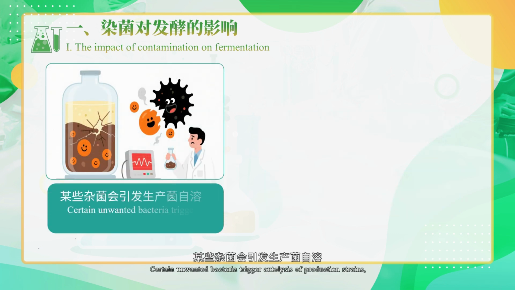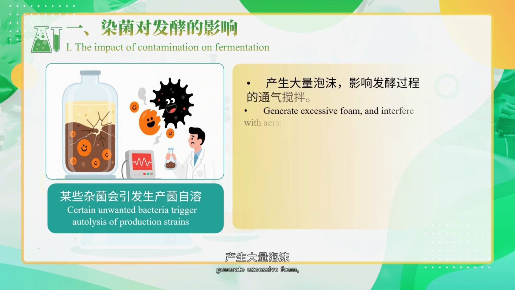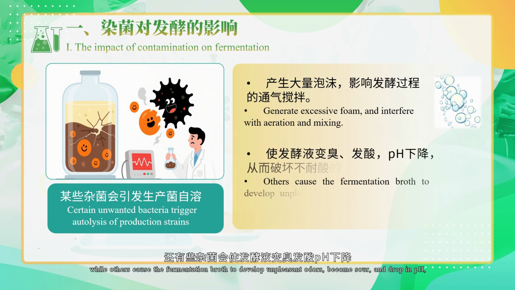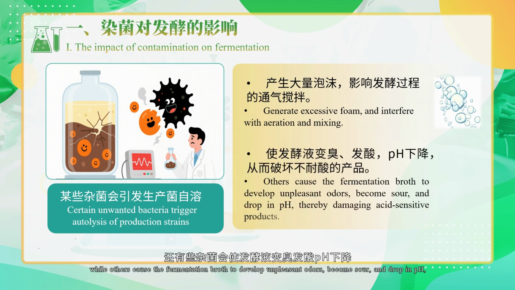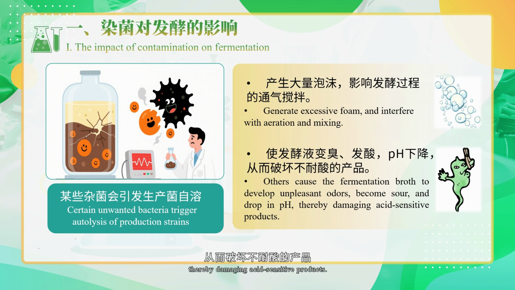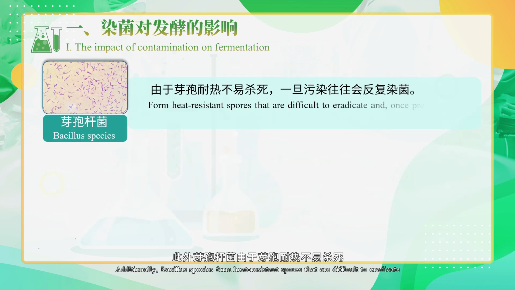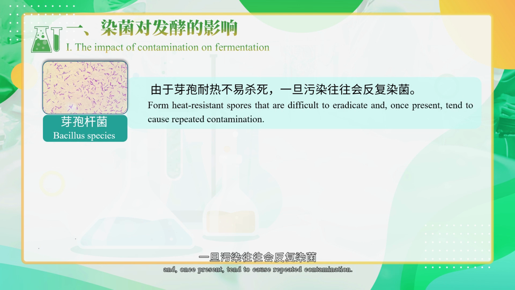Certain unwanted bacteria trigger autolysis of production strains, generate excessive foam, and interfere with aeration and mixing, while others cause the fermentation broth to develop unpleasant odors, become sour, and drop in pH, thereby damaging acid-sensitive products. Additionally, Bacillus species form heat-resistant spores that are difficult to eradicate and, once present, tend to cause repeated contamination.